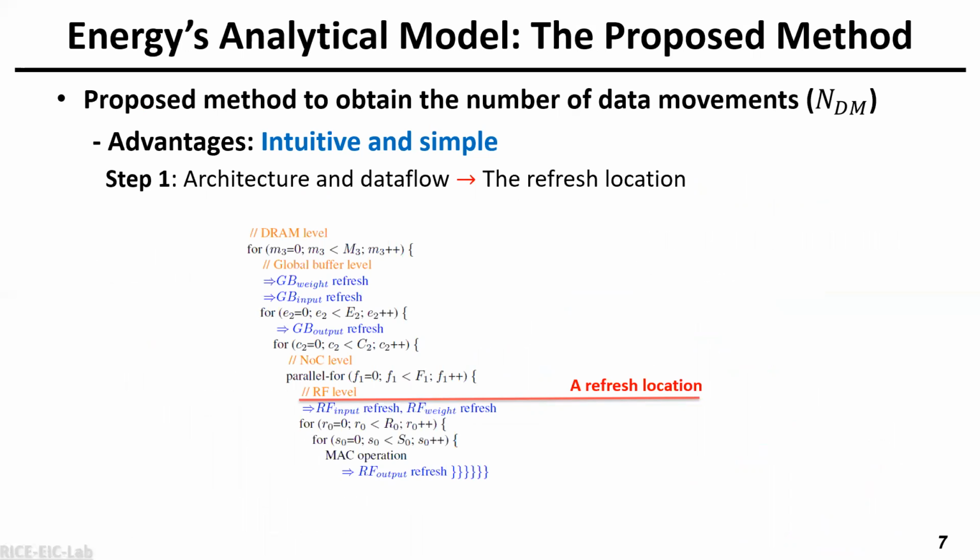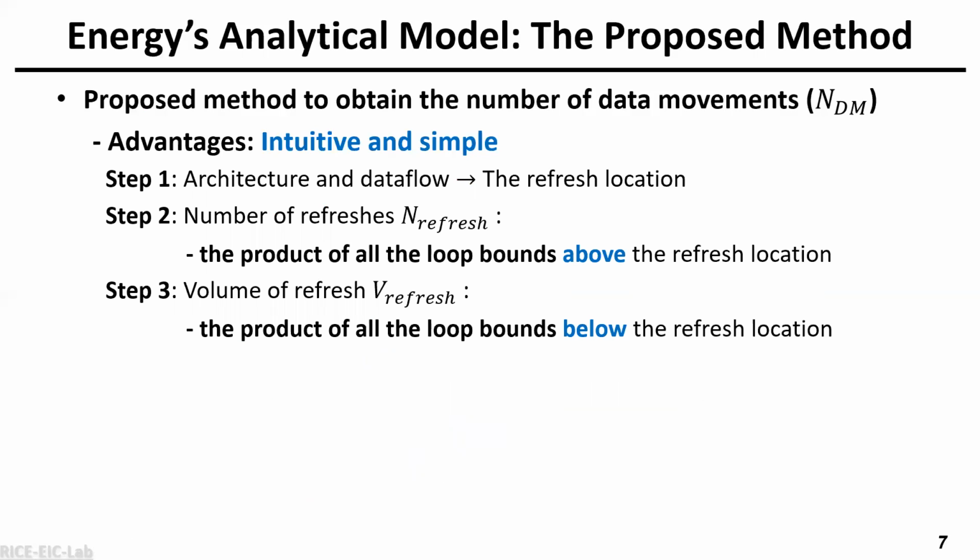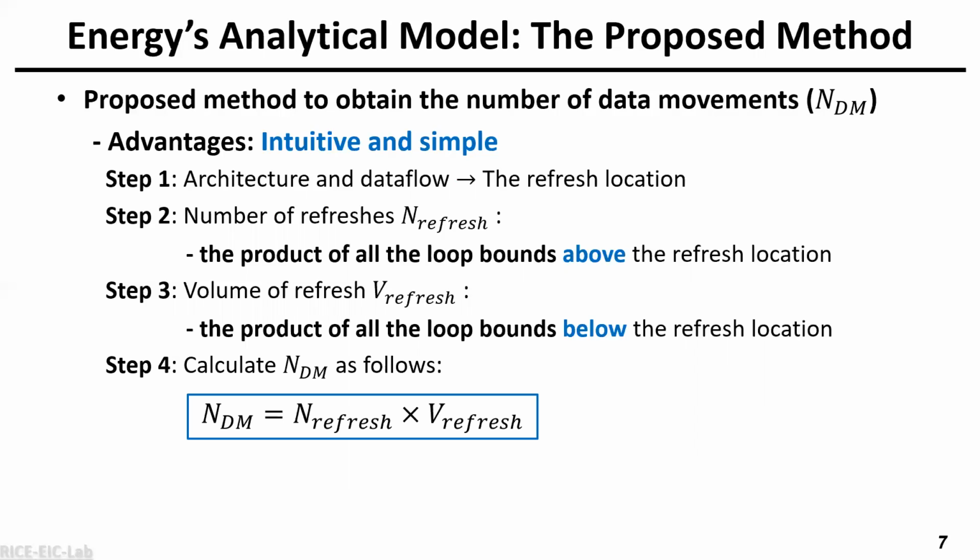First, given an accelerator architecture and data flow, it corresponds to a refresh location in the general for-loop description of the DNN model. In step 2, we calculate the total number of refreshes as the product of all loop bounds above the refresh location. In this example, the total number of refreshes is equal to the product of M3, E2, C2, and F1. In step 3, we calculate the value of such refreshes as the product of all loop bounds below the refresh location. Finally, we find that the total number of data movements is simply equal to the total number of refreshes multiplied by the value of such refreshes.